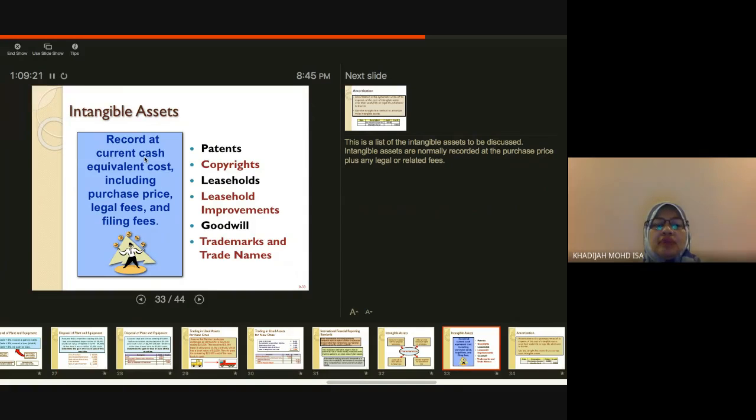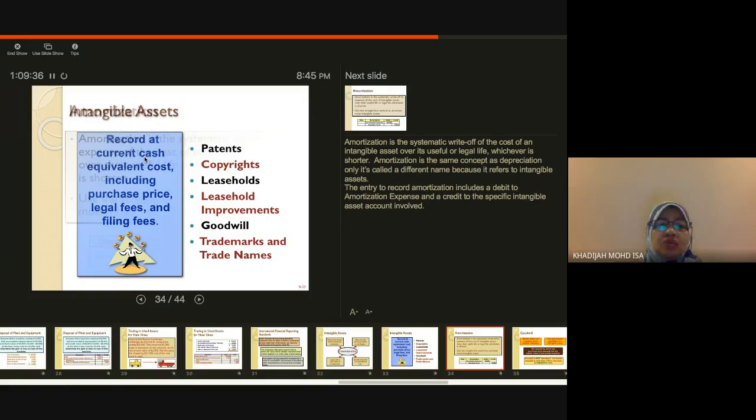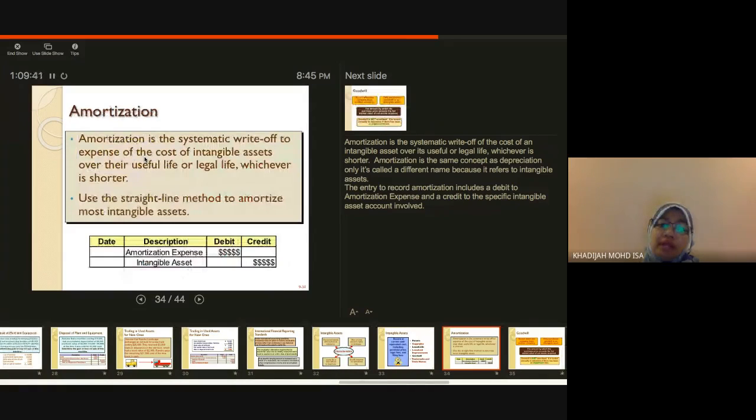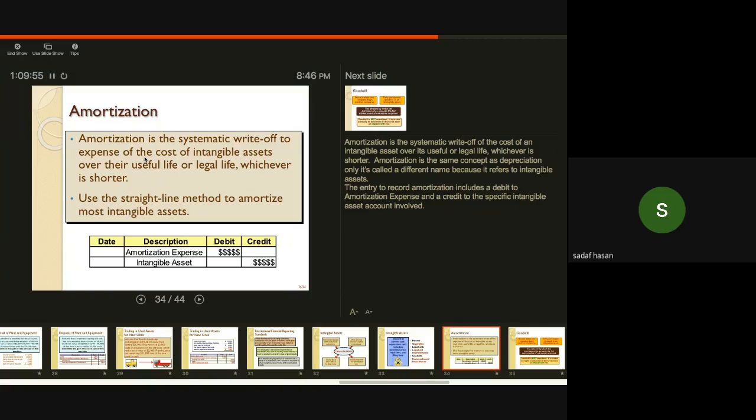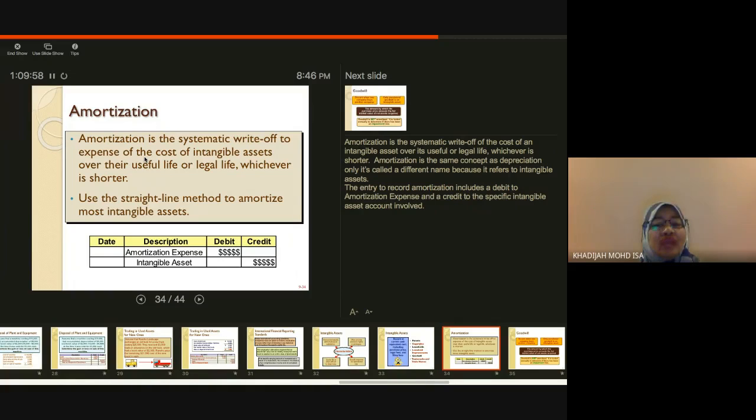So when you record your intangible assets, similarly, you record at cost, including your purchase price and a lot of legal fees incurred for you to have all this documentation, and the filing fees. All this will be part of your cost, all right. And similarly, you will also have to provide depreciation. But for intangible asset, you don't call it depreciation, you call it amortization, right? So for intangible asset, you provide amortization. It works similar to depreciation, whatever the cost, over useful life.